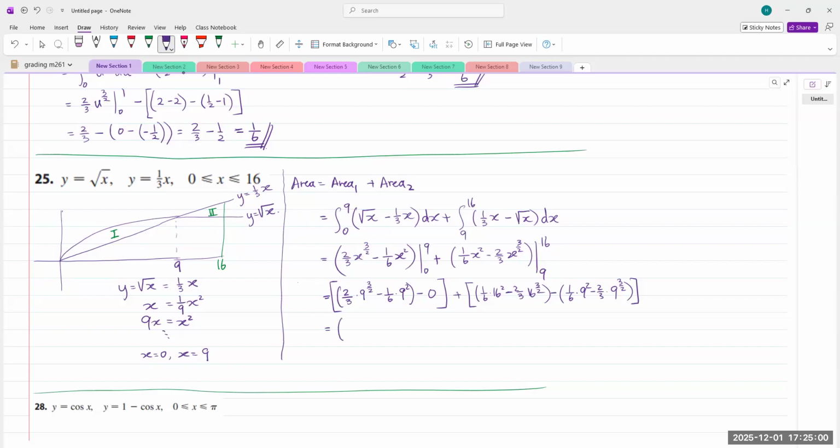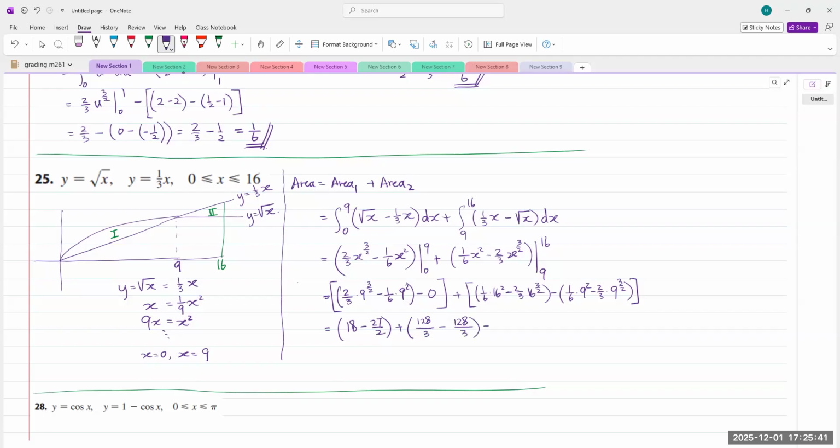What will this be? The first group, 9 to the 1/2 3, 27 divided by 3, 9, 18 minus 81/6 divided by 3, 27/2 plus, this is 256/6 divided by 256 is 128/3 minus square root of 16 is 4. 4 cubed is 64. 128/3 is, oh, they cancel out.